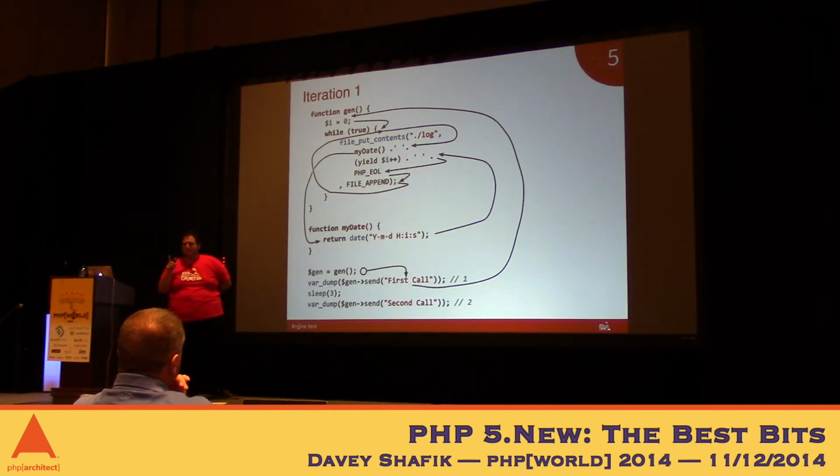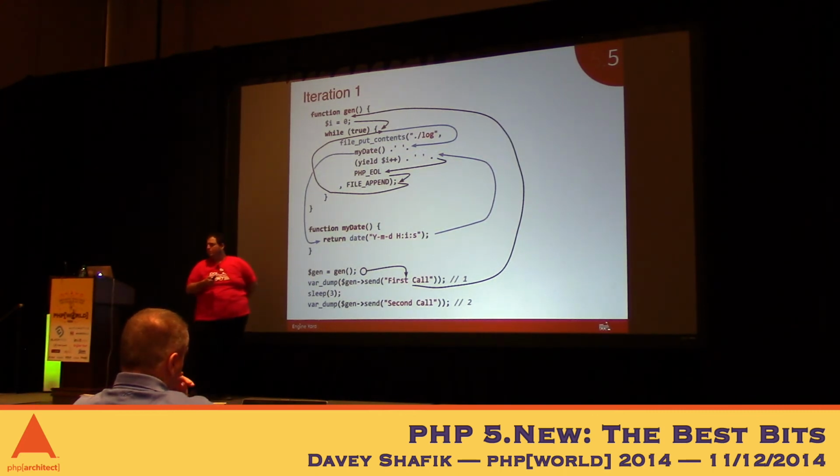And this is where it gets tricky. We then go back around. Okay? So we go right up to the top of the while, back into our expression, call myDate again, back up to the yield. And that is the point that we pause. Come back down here. Okay?